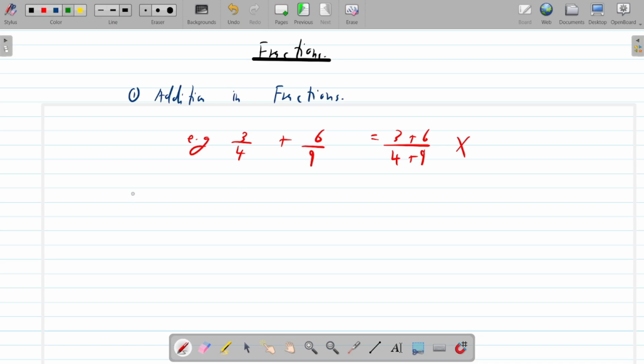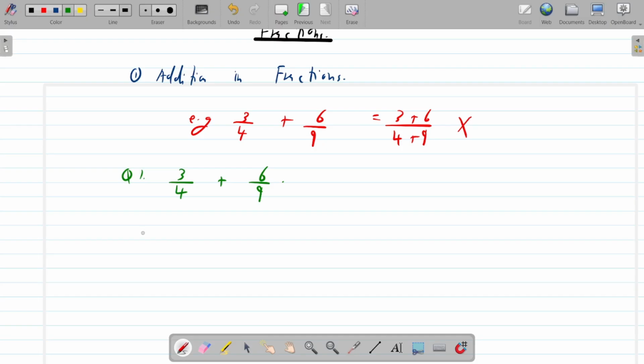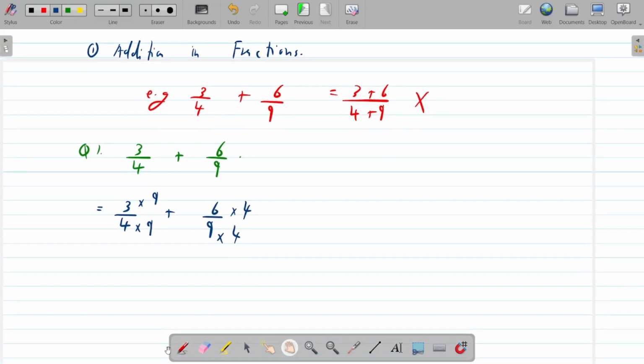Well, in a question like this, let's say the same exact question, 3 by 4 plus 6 by 9. My first step is I have to write down the denominator. I have to make the denominator the same number. What do I do in this case then? I'll have to multiply both fractions with the other fraction's denominator. So 3 by 4 times 9 and 6 by 9 times 4. Okay, so times 9 by both of them, and then times 4 by both. Done that.